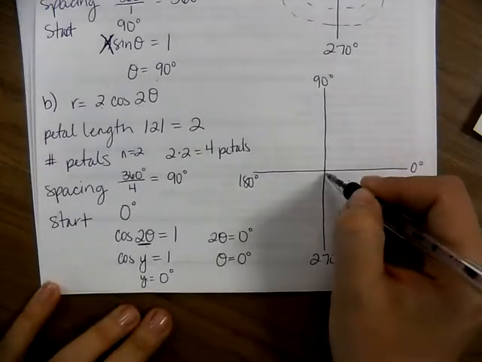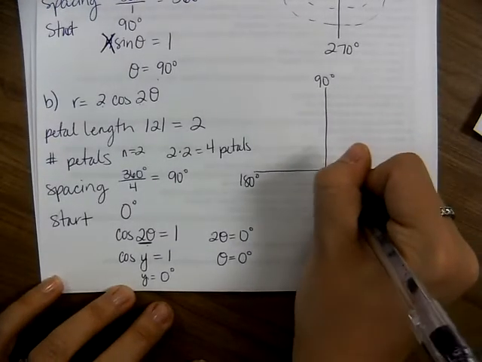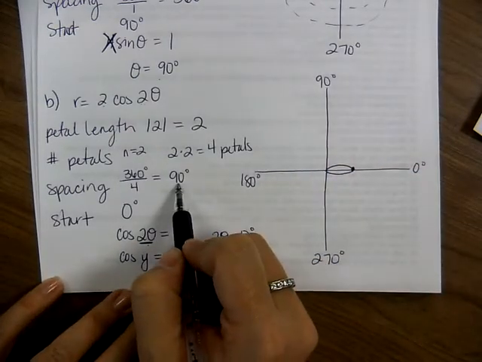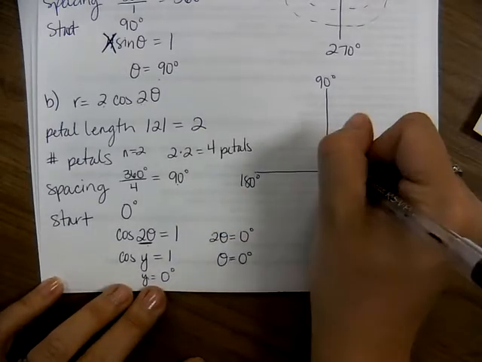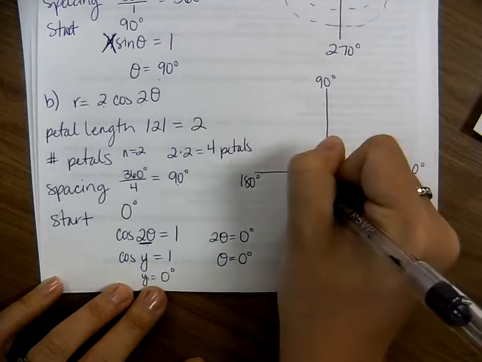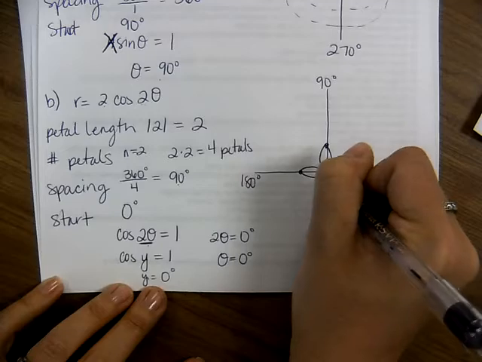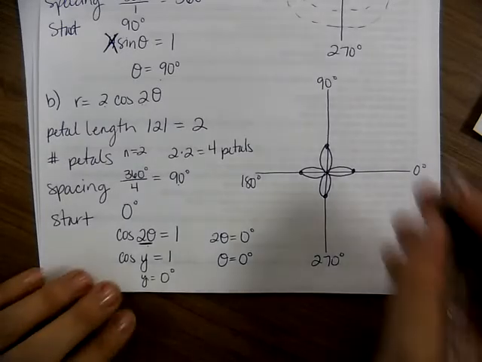Okay, so we're going to start at 0. We're going to draw a petal length of 2. Okay, so there's one petal. And then every 90 degrees, because that's our spacing, we have to draw in a petal until we have 4 total. So here's 2, draw in another petal. Here's 2, draw in another petal. 2, and draw in another petal. Pretty cool.